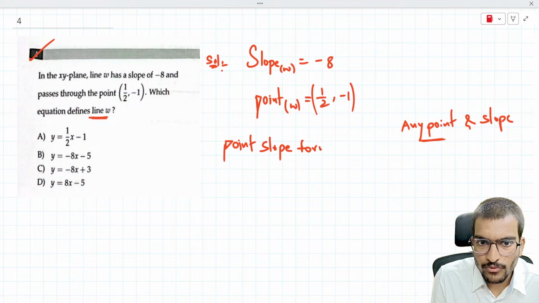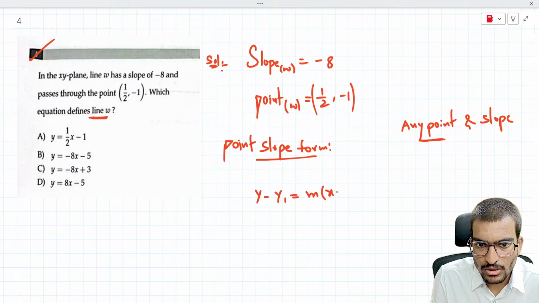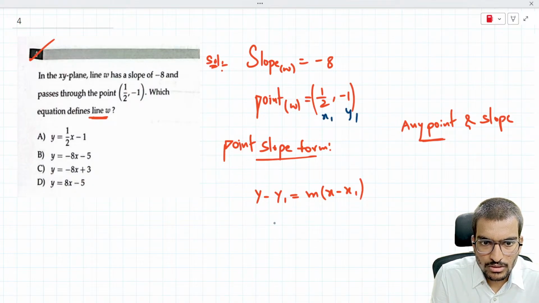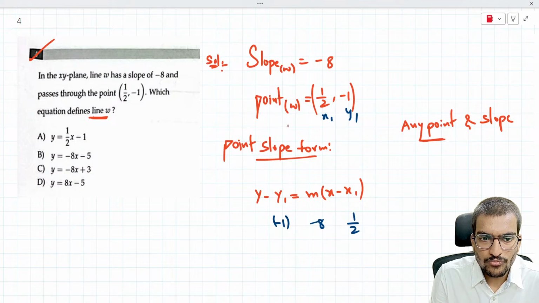What is point slope form? y minus y1 equals m into x minus x1. So here x1, y1. What is y1? Negative 1. What is x1? 1 by 2. And we have the slope as well. Slope is negative 8. I just substitute the slope and point into the point slope form. y minus negative 1 equals negative 8 times x minus 1 by 2.